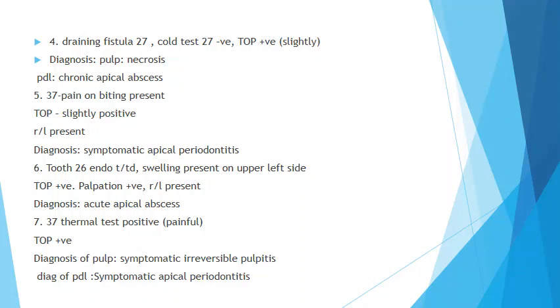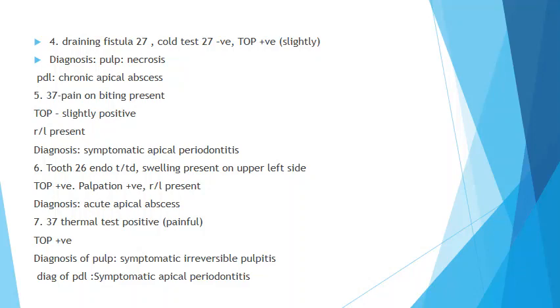This was easy. Now 3-7, pain on biting is present. Tenderness to percussion, it's slightly positive. Radiolucency is present. Now pain on biting present, slightly positive. Tenderness on percussion, like percussion test is positive and there is pain on biting, which is taking us to symptomatic apical periodontitis or acute apical periodontitis, as we have symptoms and the TOP positive and pain on biting is suggesting of the inflammation of the periodontium.